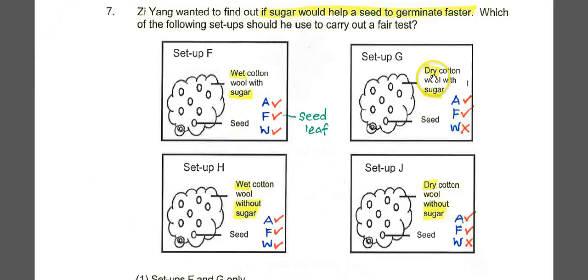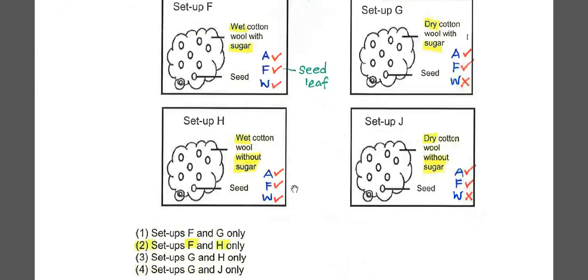Whether you put sugar or you don't put sugar on dry cotton without water, these two setups are not a good test because it does not allow the plant to germinate without water. So F and H should be the setup to test whether one needs sugar, and without sugar, to germinate better. The rest of the conditions are the same. So the answer is number 2, F and H.